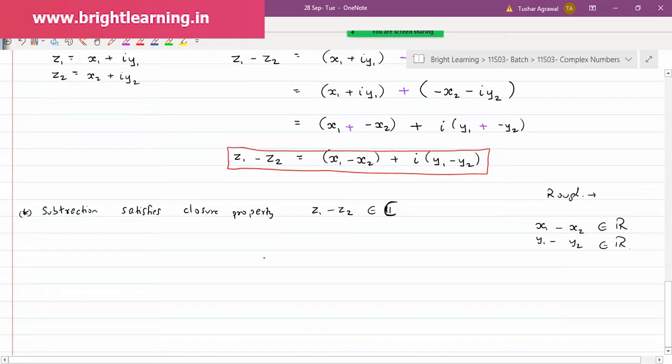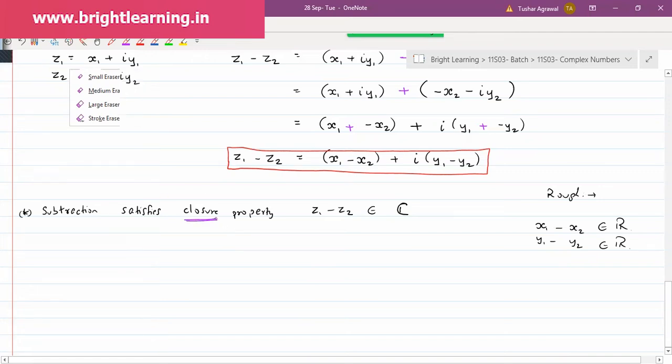Sir, if I choose Z1 equal to Z2, then Z1 minus Z2 will be 0. So 0 is a real number. Keep in mind all real numbers are complex numbers. Okay, subtraction satisfies the closure property.